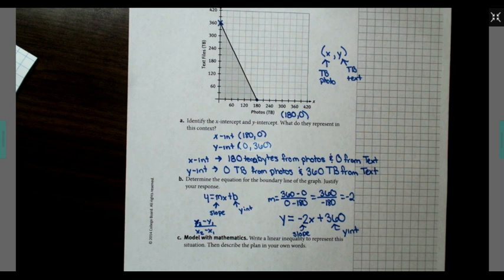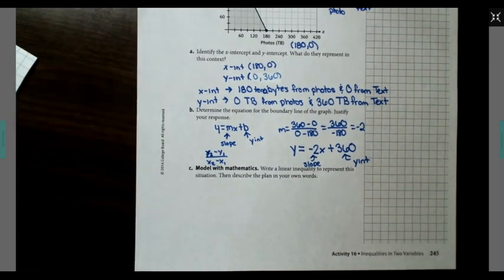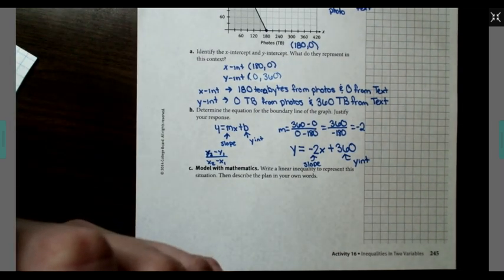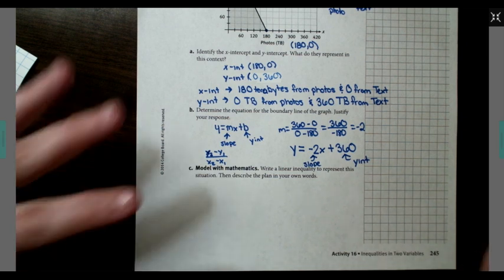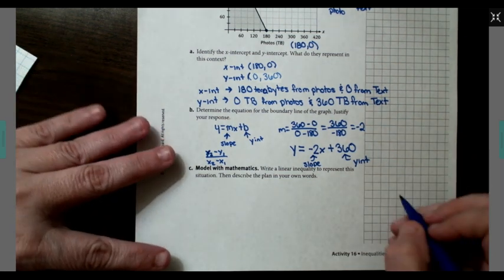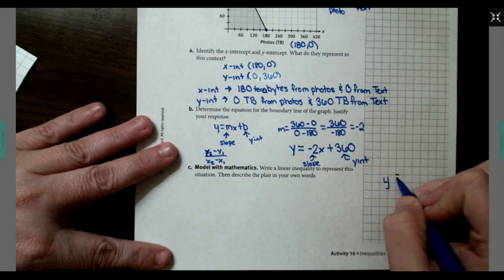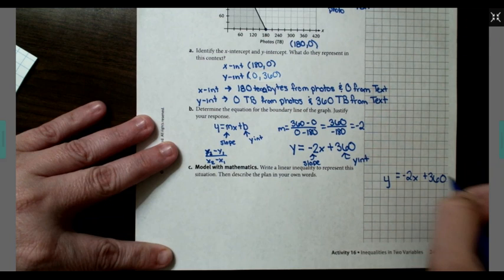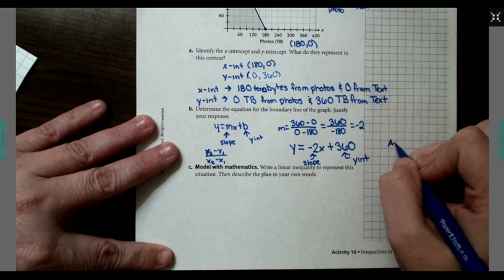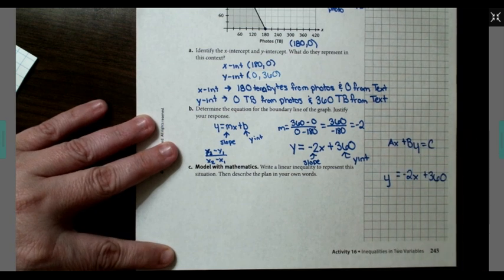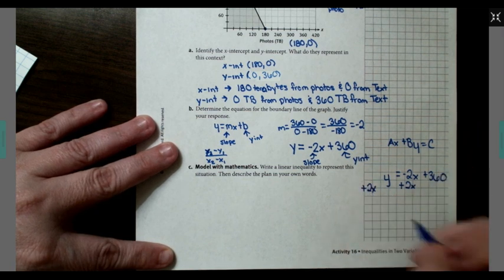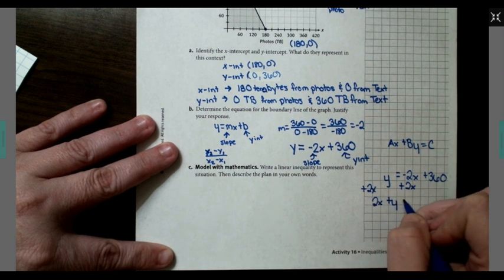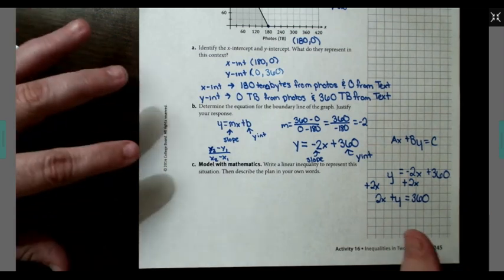Now, when we move into part C, it says model with mathematics, write a linear inequality to represent this situation, and then describe the plans in your own words. Well, I want to actually write this in standard form. So this currently says y equals negative 2x plus 360, but standard form says ax plus by equals c. So I need to move this x term. So this would say plus 2x on both sides. That would be 2x plus y is equal to 360. That would be the standard form of it.